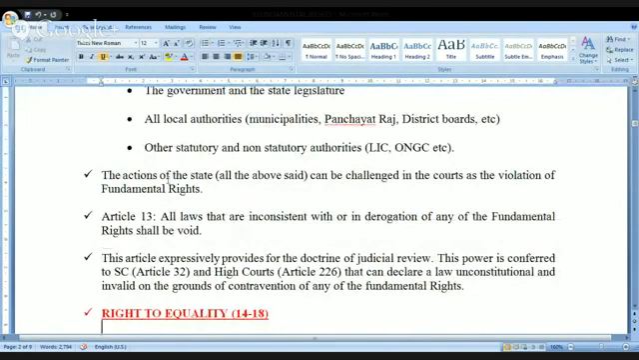Look at this point. Look at this point. This point is very, very important. Under article number 12, we understood what is the meaning of the state. And in continuation to this, please understand the lines that I have highlighted on the screen. The actions of the state.